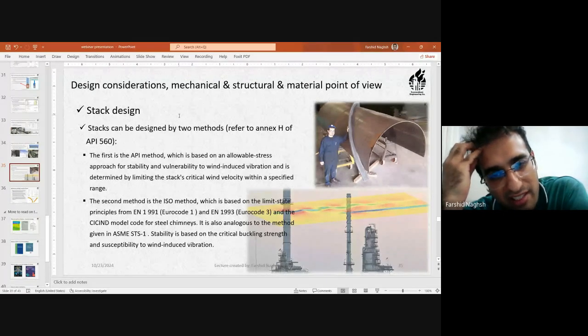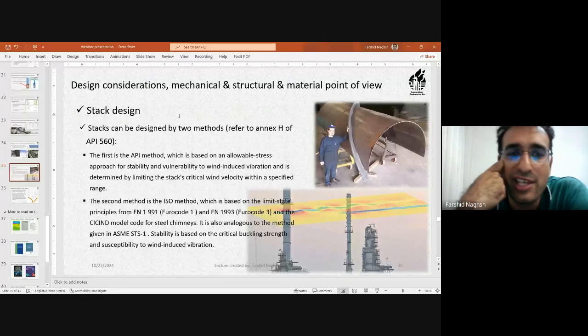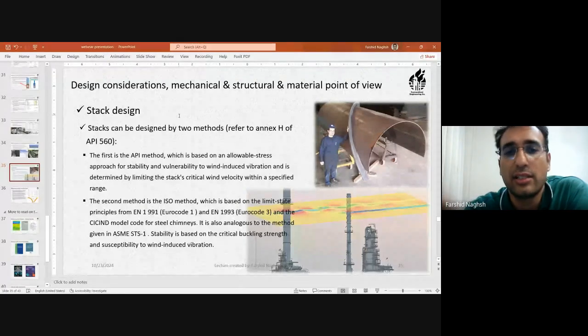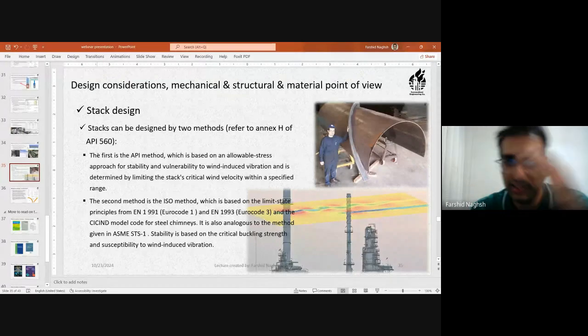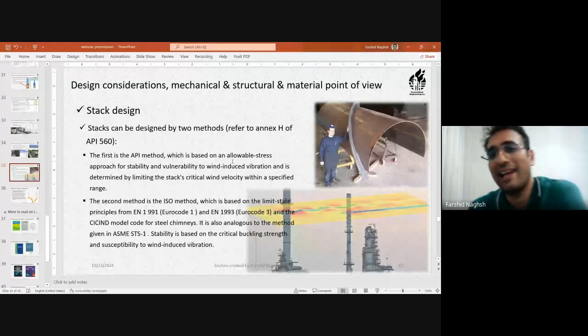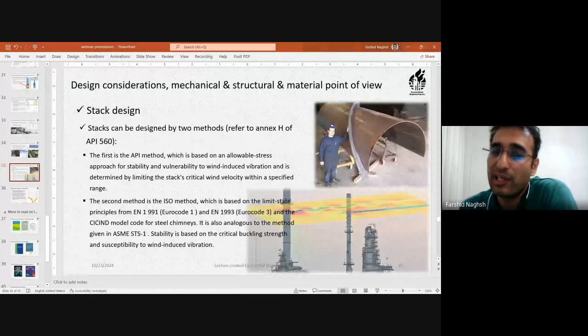API 560 in Annex H recognizes two types of methodologies for stack design. I have brought them exactly from Annex H of API. The first is the API method, which is based on an allowable stress approach for stability and vulnerability to wind-induced vibration, and is determined by limiting the stack's critical wind velocity within a specified range. This is the first method.